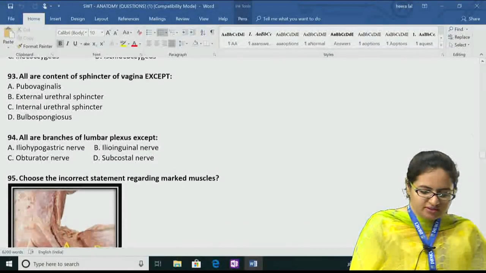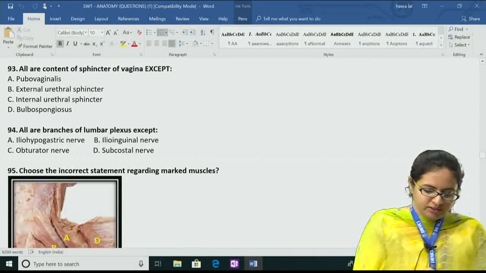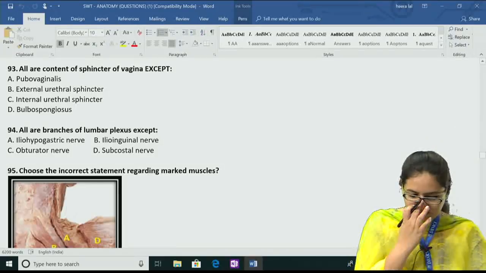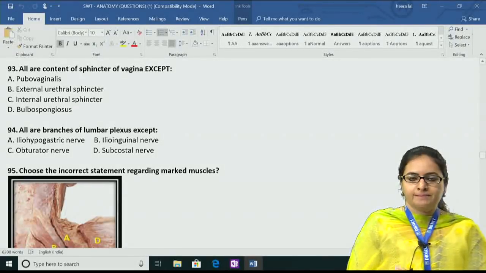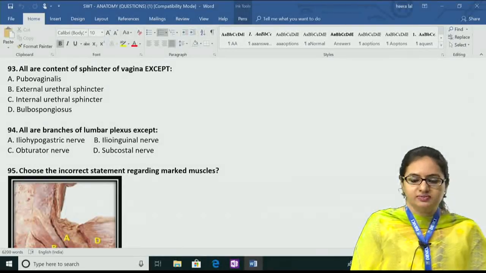For question number 93, all are the contents of the sphincter of the vagina except. In this, the pubovaginalis, bulbospongiosus and the external urethral sphincter all act as sphincters of the vagina, except the internal urethral sphincter because it is absent in females. It is present only in males, where it prevents retrograde ejaculation of semen into the bladder. So the answer for question number 93 is C.